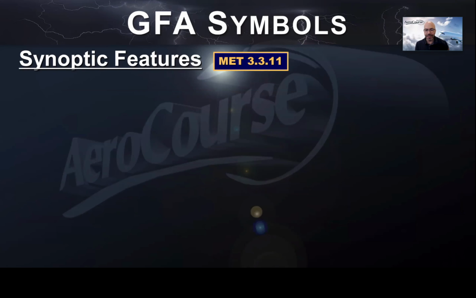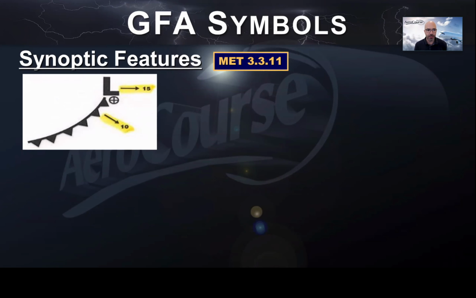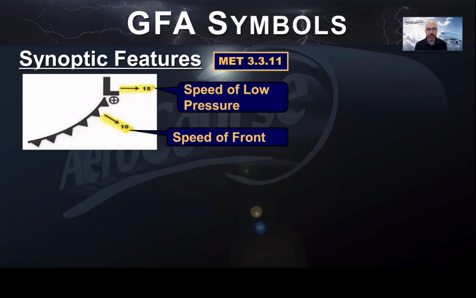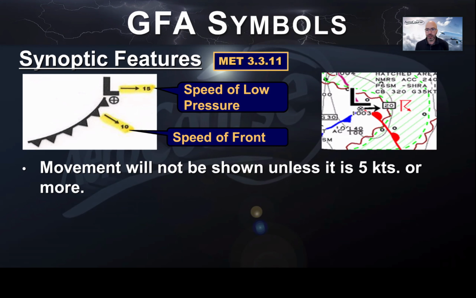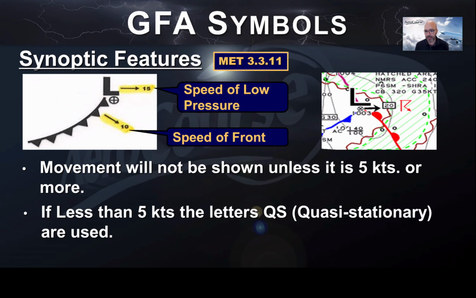All right, let's look at the actual graphic part of the chart. So I'm sure a lot of us are comfortable with GFAs. It's really not rocket science, but just to remind you what some of the symbols mean, there's usually arrows and numbers representing the speeds of the pressure systems and the fronts. They're only depicted if the speed is greater than 5 knots. If it's less than that, they would put the letters QS there, which represents quasi-stationary, which means it's stationary but not.